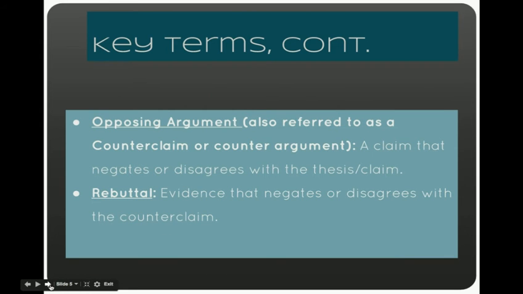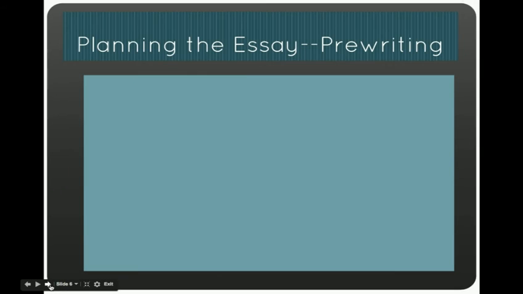These two terms pretty much go hand in hand. The opposing argument is also known as the counterclaim or the counterargument. This is essentially the other side of the issue, the people who are going to oppose you and why they're going to oppose you. So it's very important for you to recognize that other side of the issue and be able to then craft a rebuttal, which is the evidence that negates or disagrees with their counterclaim. So that is what's going to make our essay different from the literary analysis in that we do recognize the opposing argument and then come up with our rebuttal.